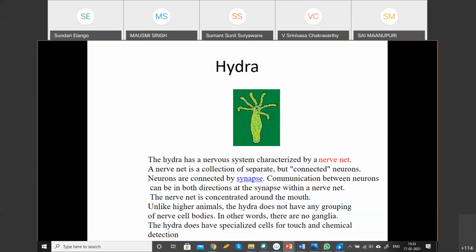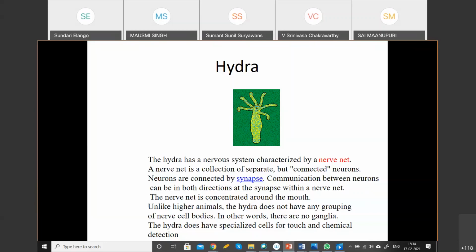So if you start with very primitive organisms, let us start with the Hydra. Hydra doesn't have a brain or a spinal cord like humans have. It has a nervous system, but in this nervous system there's only a bunch of neurons, loosely distributed all over its body. This is a picture of the Hydra. It looks like a tube with some tentacles sticking out of one end. Its nervous system is called a nerve net, because these are just a bunch of loosely distributed neurons connected by synapses, and the signals can go in both directions at the synapse.